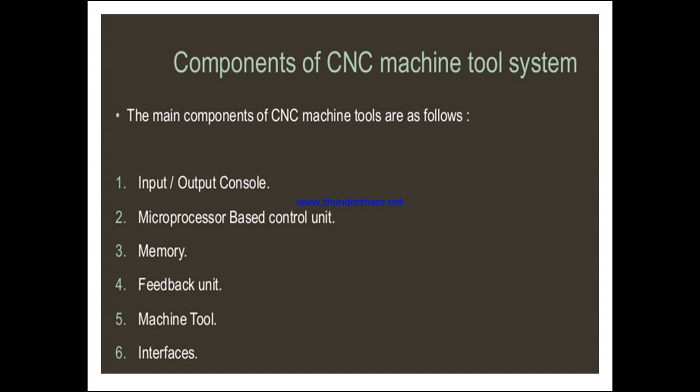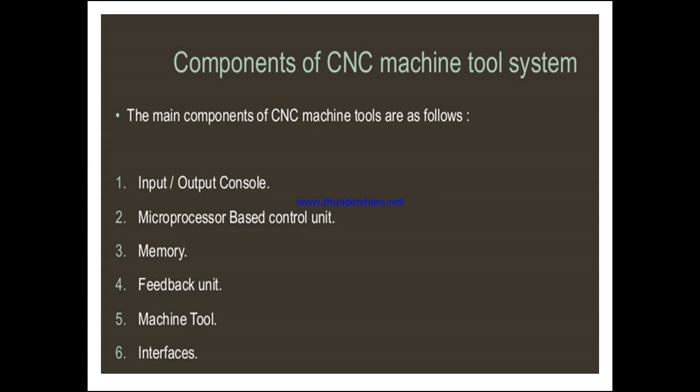The feedback unit gives the signal back, so it is a two-way communication. Whatever feedback it gives to the control unit is provided by the feedback unit. And the machine tool is the whole unit where we exchange tools, exchange coolants, or move the workpiece.